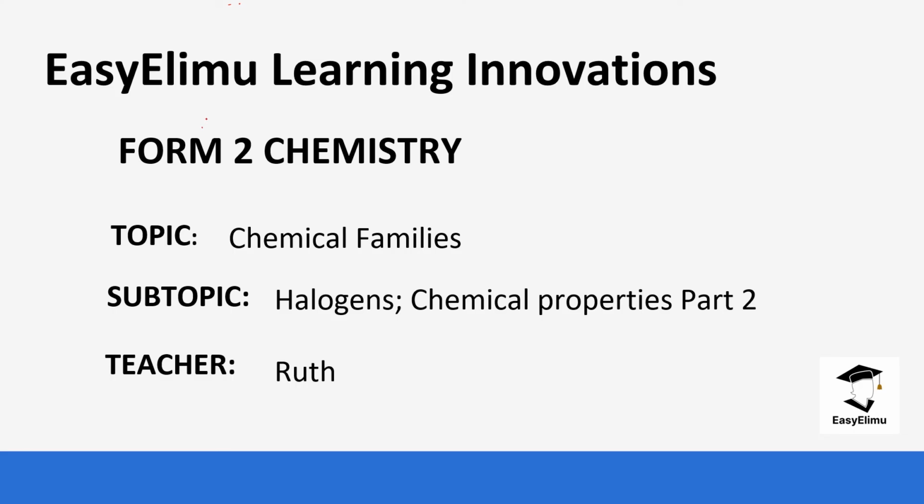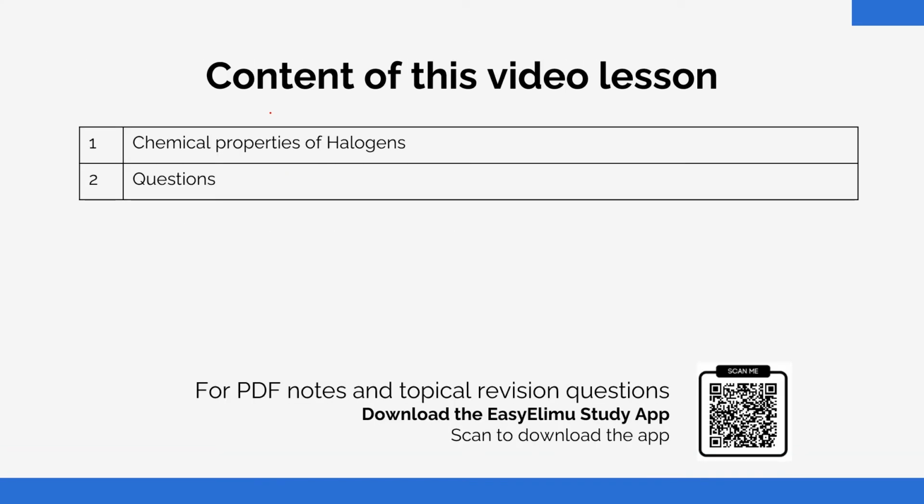My name is Ruth, and today we are going to be looking at the topic chemical families, and we're going to finish up on looking at the properties of halogens. We looked at the properties of halogens in the previous lesson. So for this lesson, you look at the remaining properties of halogens and their uses, and then we are going to tackle a few questions in regards to what we are going to discuss.